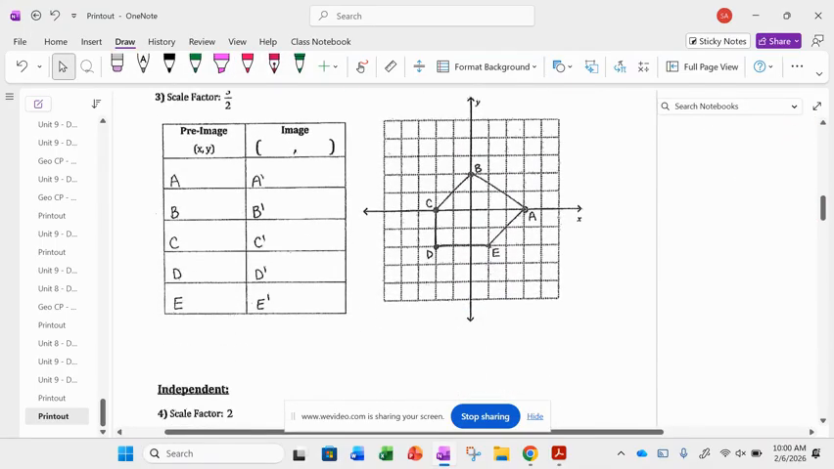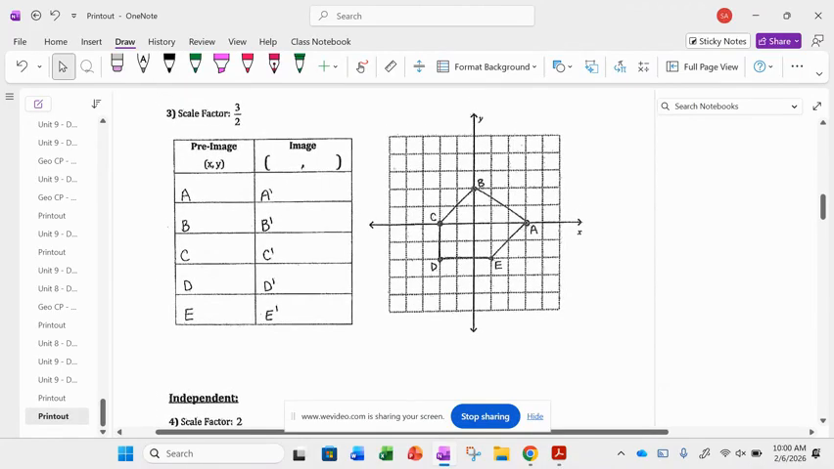All right, now we're going to make this a little bit more difficult. Now we're going to do a scale factor of 3 halves. Is 3 halves bigger than 1 or smaller than 1? Bigger than 1. So should my diagram get bigger or smaller? Bigger. Since my scale factor is bigger than 1, my new image should be bigger than the original.